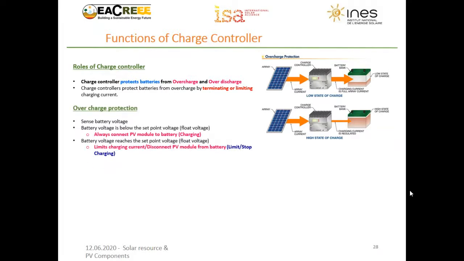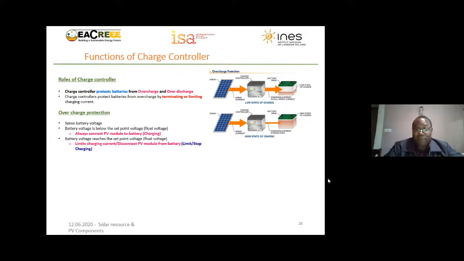Usually the charge controller automatically senses the voltage of a battery during the overcharge protection. When the battery voltage is below the set point voltage, which we usually refer to as the float voltage, that indicates that the battery is fully charged. When it is below that, the charge controller will continue to connect the battery and therefore charging will continue. But when the float voltage is reached, then it either limits the charging or completely disconnects the charging process. So it protects the battery in such a way.